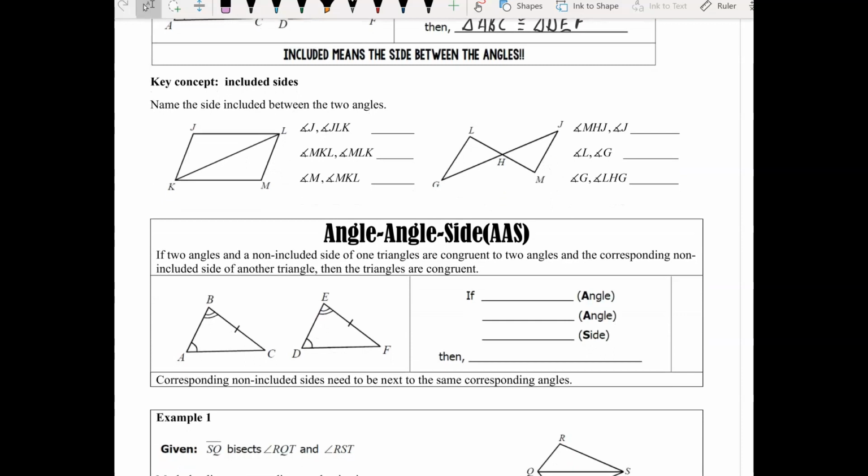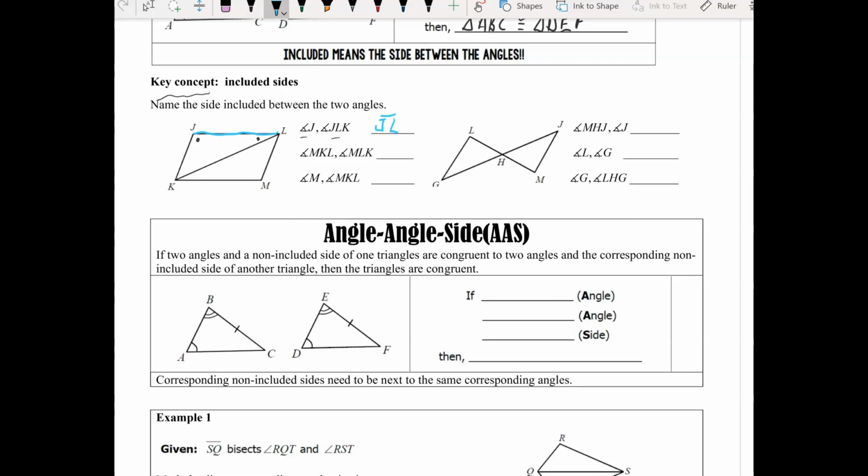All right, remember included means the side in between, and that is a key concept, really important to understand what included side means. So we're just going to do a little bit of practice here on looking at some triangles and naming the included side between two angles. Okay, so for the first one, we're looking at angle J and angle JLK. So angle J is right here, angle JLK is right here, and the side between them would be that one right there. So it's JL.